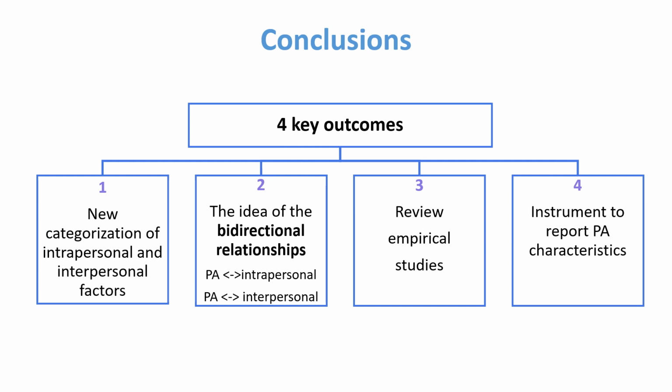The third key outcome, of course, is the review of the empirical studies that I just presented. So what are the main results that we have when it comes to intrapersonal and interpersonal factors and peer assessment? And the fourth key outcome, we believe, is this instrument that I just presented on how to report and think about the peer assessment characteristics that we want for our studies or to implement in our classroom.